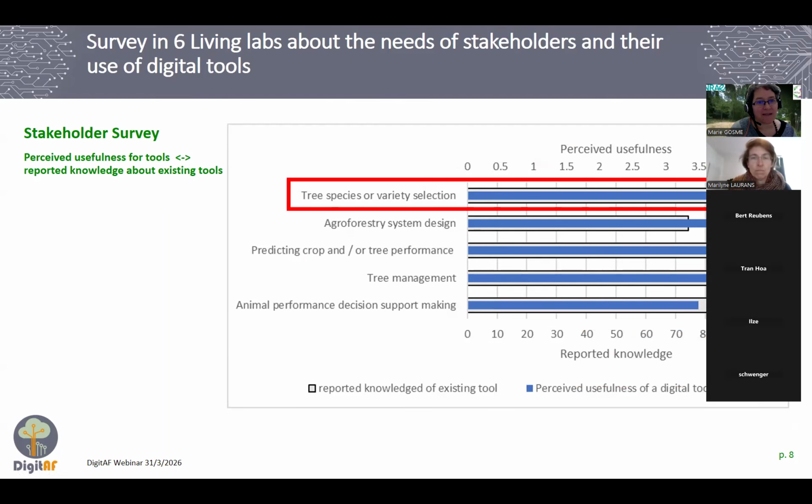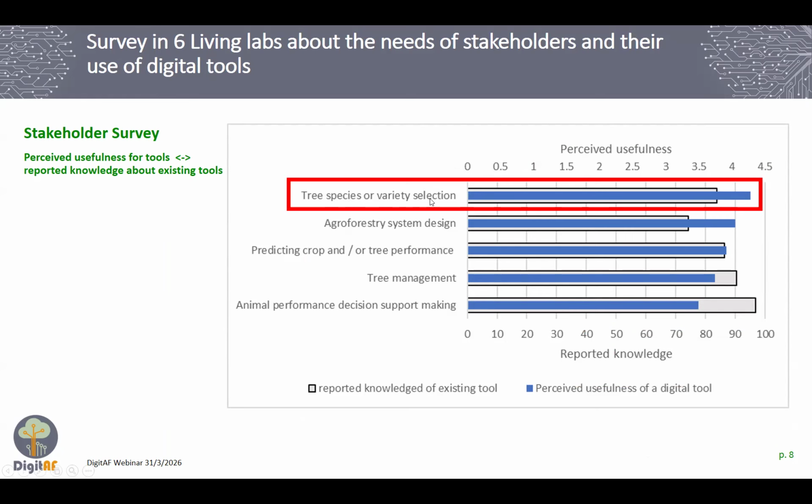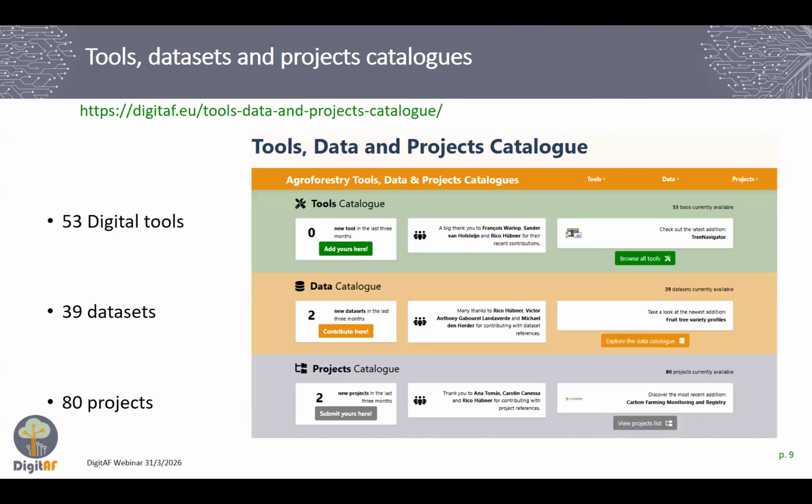When looking at the need for digital tools, the stakeholders reported a need for specifically tree species or variety selection tools. It was the one with the highest perceived usefulness for a potential digital tool, and quite a low reported knowledge of existing tools. That was surprising for us, and that's why we started a special working group on tree species selection that will be presented later.